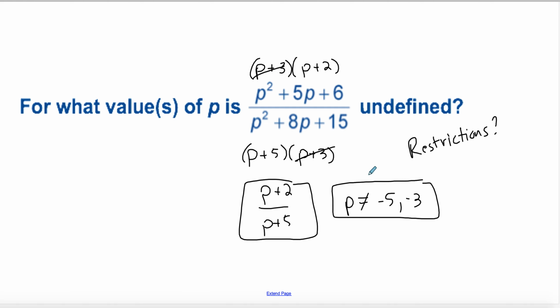Okay, so really the question was just looking for these restrictions. I didn't need to do this part, but it's good practice.